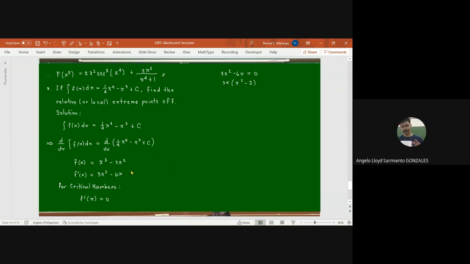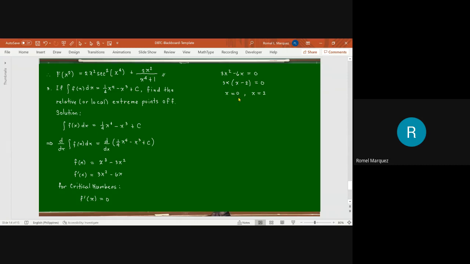Okay now, guys? And then after that, we equate each factor to 0. So x equals 0, x equals 2. So these are the critical numbers. Okay? Now, which among these critical numbers is the relative minimum, relative maximum? That's what we mean by extreme points. Which of these two numbers will give the relative minimum point, relative maximum point? So, let us use the second derivative test.